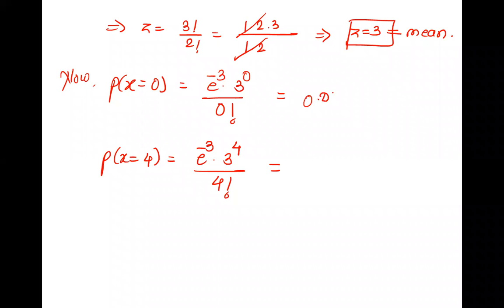0.04978 first. Right. Solve the second. 0.1680, 1680 and something, right? Correct. So such questions can be asked. Everyone is clear? Next question.